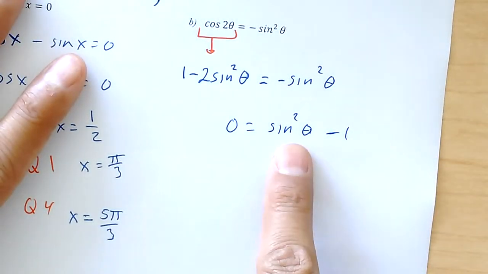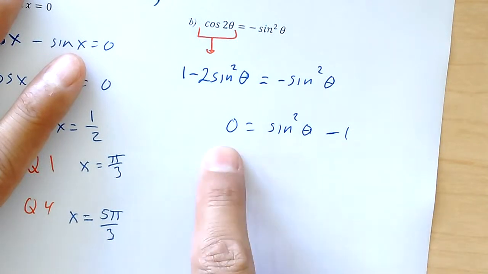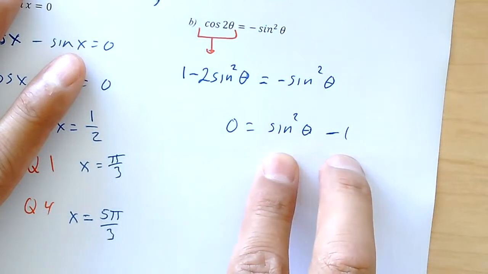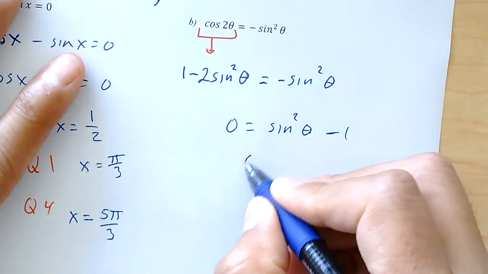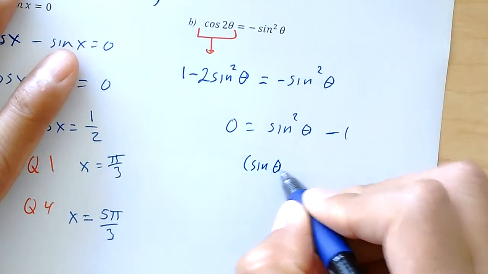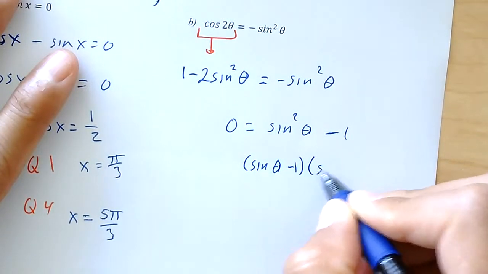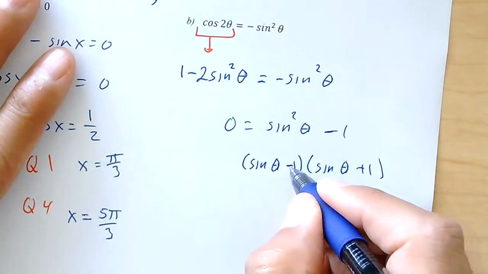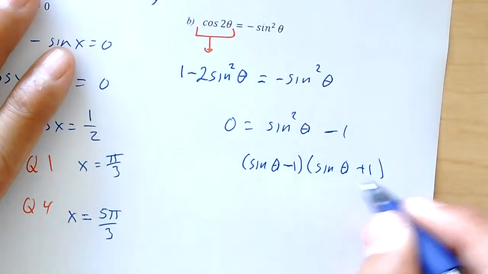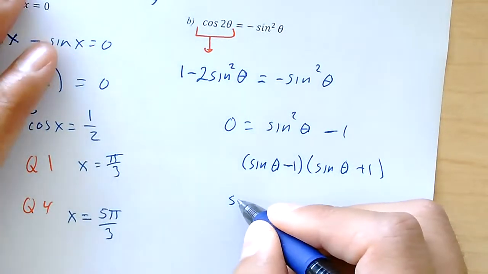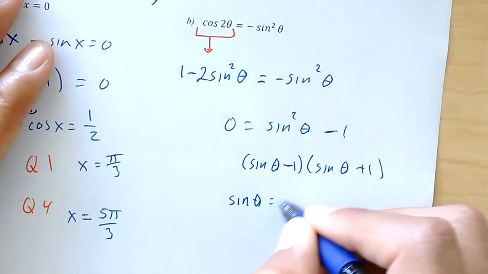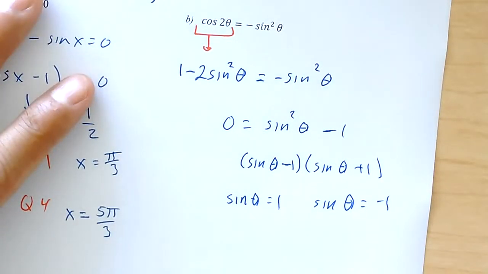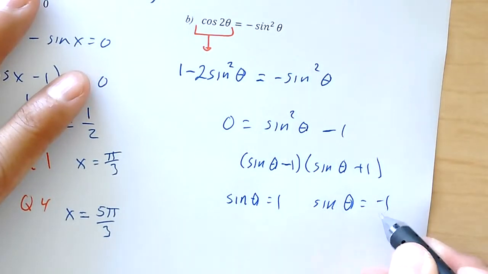So now to solve that, a couple ways to do it. You can move the 1 over here and then take the square root of it. I like to factor. So I factored sine theta minus 1, sine theta plus 1. And then I set each one equal to 0. And I have to figure out when sine is 1, when is it negative 1.